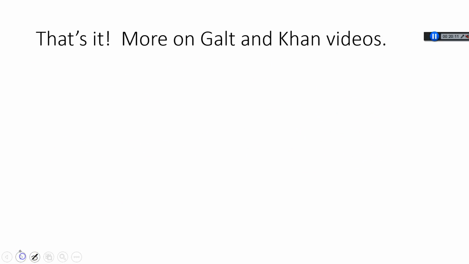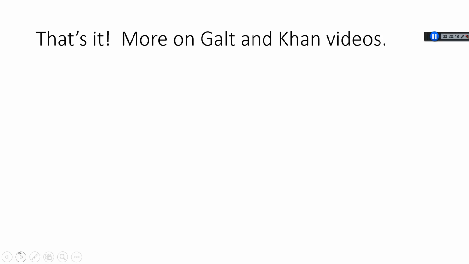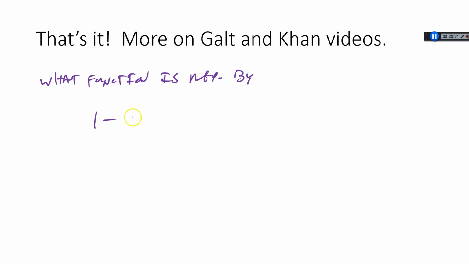Now that last one kind of leads into a question, and I'll use this last slide to do the last one that I wanted to do. If they give it to you the other way, they could say what common function is represented by this series. So they might give you 1 minus x to the 4th over 2 factorial plus x to the 8th over 4 factorial minus x to the 12th over 6 factorial, and keep going like that.